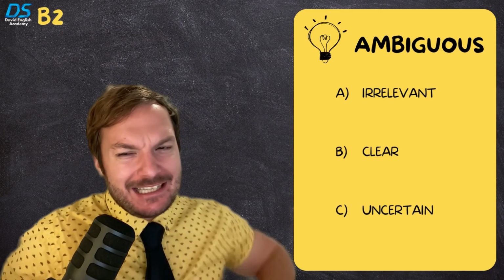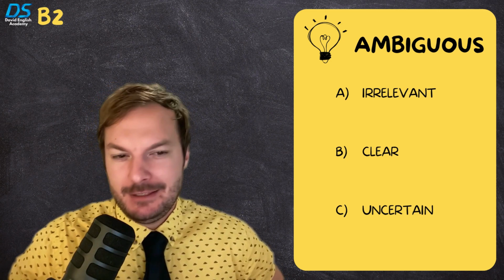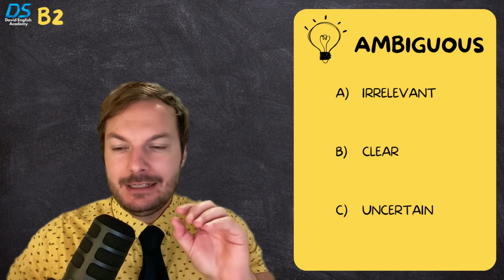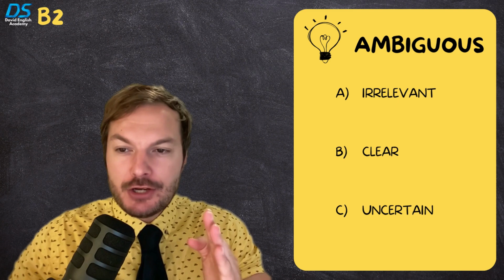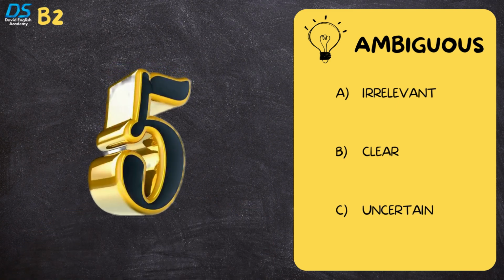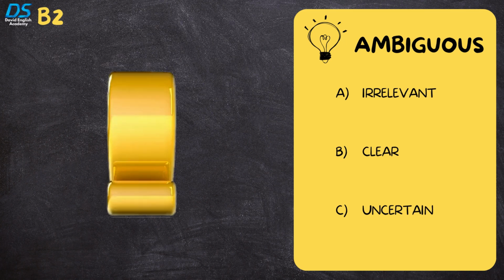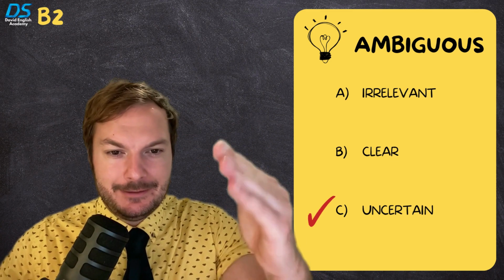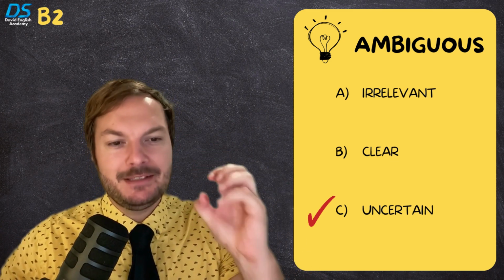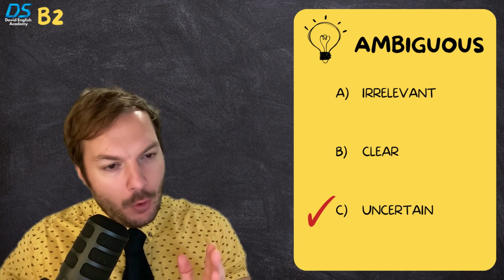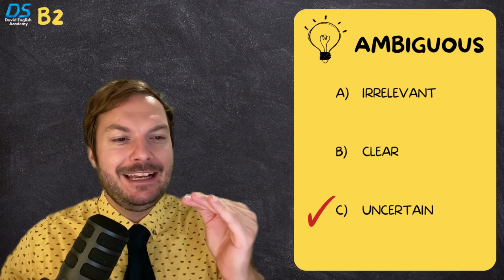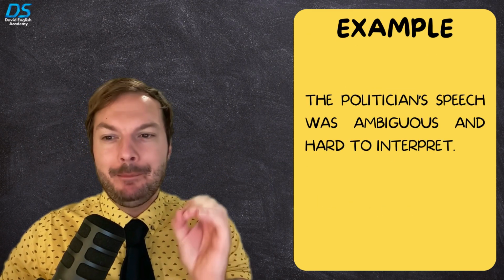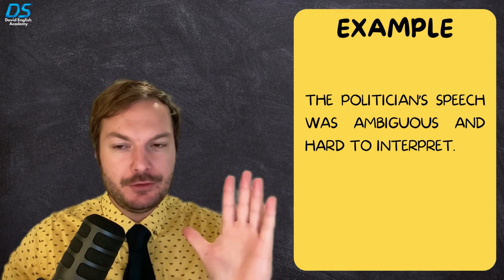Ambiguous. Does this word mean irrelevant, clear, or uncertain? The answer is C. Ambiguous means uncertain or open to multiple interpretations. Example, the politician's speech was ambiguous and hard to interpret.